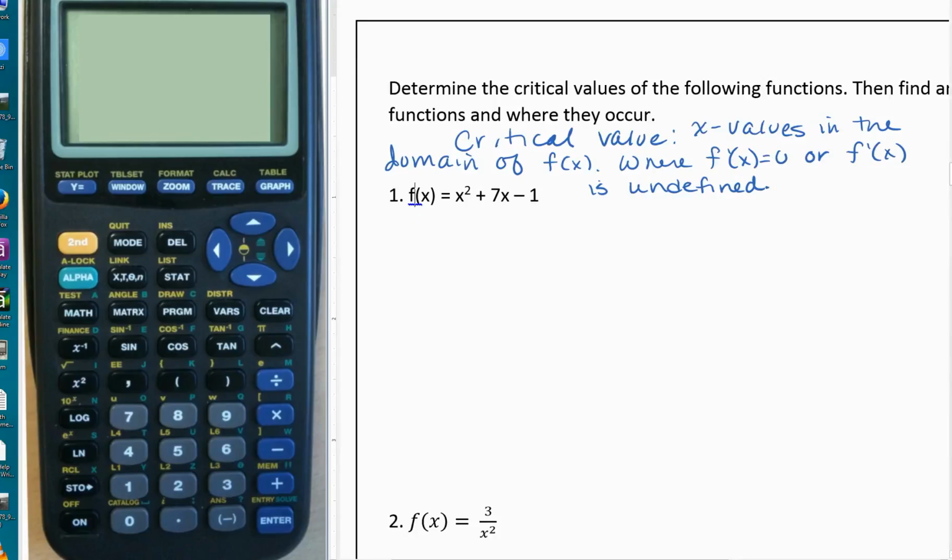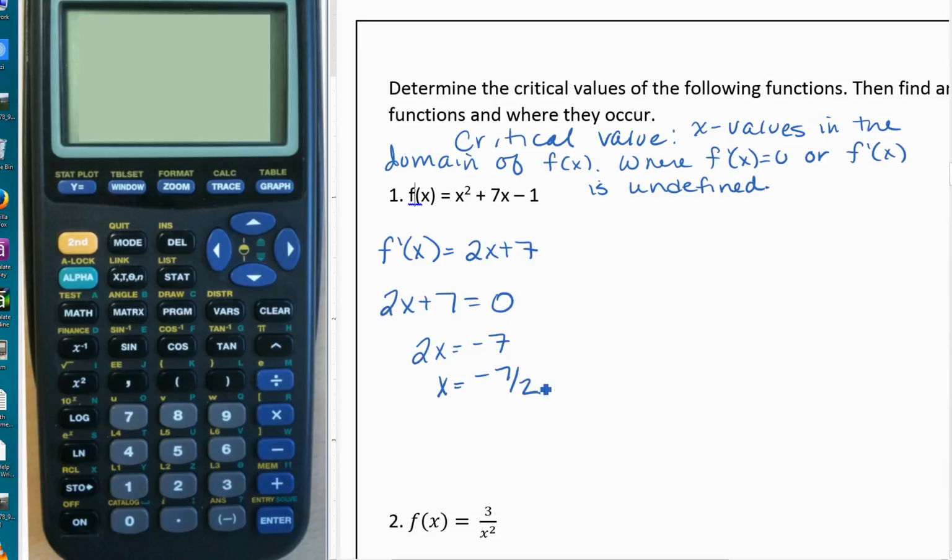Okay, so here we have our function that we're going to find the critical values of. So f of x is equal to x squared plus 7x minus 1. Now the domain of that function is negative infinity to infinity, all real numbers. So if we find any place where the derivative is 0 or undefined, it will be a critical value. So f prime of x is equal to 2x plus 7. Okay, so there's nowhere where that's undefined, so we just need to find where that is equal to 0. So we get 2x equals negative 7, x equals negative 7 halves.